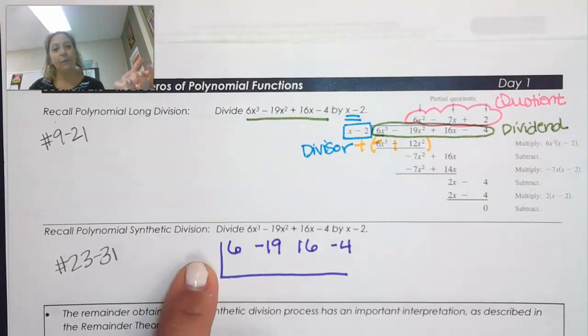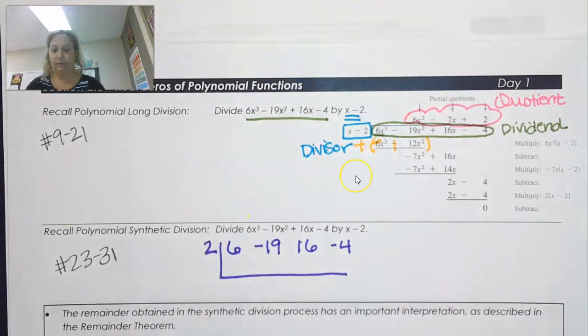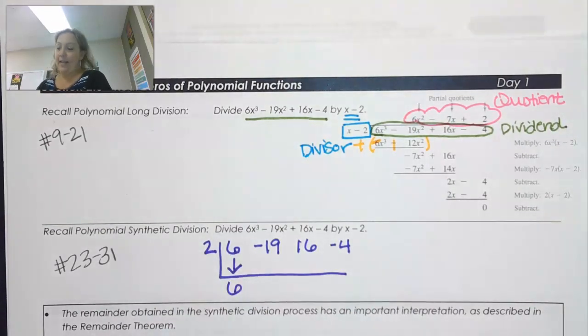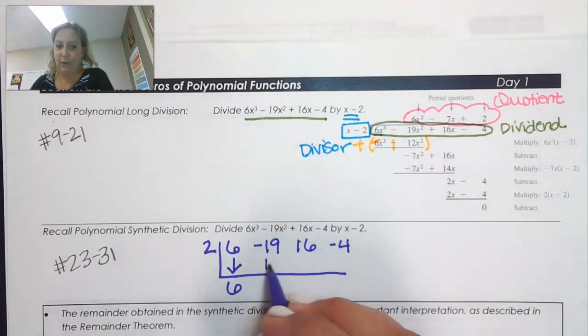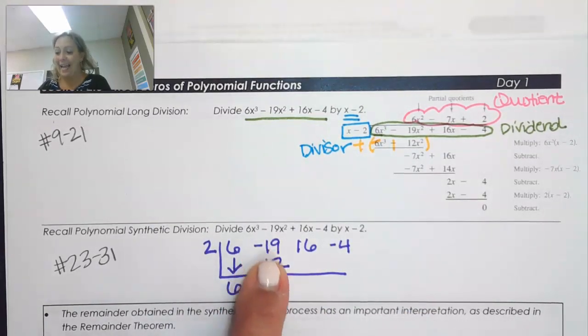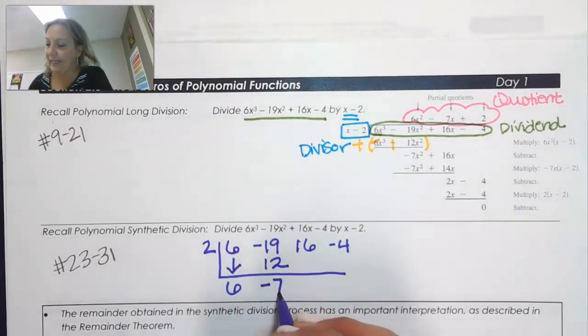So over here to the left, we're going to put the x value that would make that 0. So that is 2. And then we do this type of a process. We bring down the first term, and then we multiply 6 times 2 to get 12. And then in synthetic division, we add. We've already changed this sign, essentially. So that means we've already compensated for that subtraction, so we can just add. So I get negative 7.